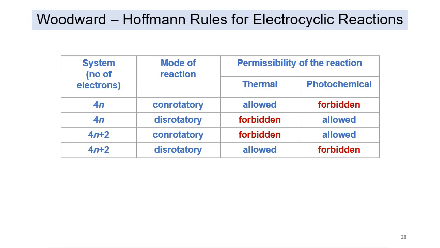So let us conclude this particular rule that we have seen for electrocyclic reactions. When it is a 4N system, the conrotatory is allowed under thermal conditions, whereas the disrotatory is allowed under photochemical conditions. Similarly, for the 4N plus 2 system, the conrotatory is allowed under photochemical conditions, whereas the disrotatory is allowed in thermal conditions.